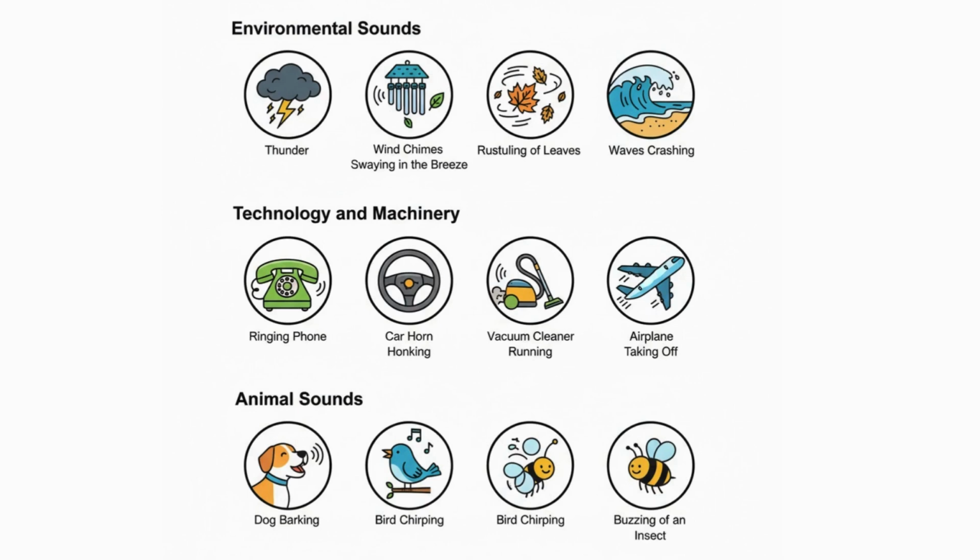In technology and machinery, a ringing phone, a car horn honking, a vacuum cleaner running, or an airplane taking off are examples. In animal sounds, a dog barking, a bird chirping, or the buzzing of an insect are examples of animal sound energy. So these examples explain the definition and terminology of sound energy.